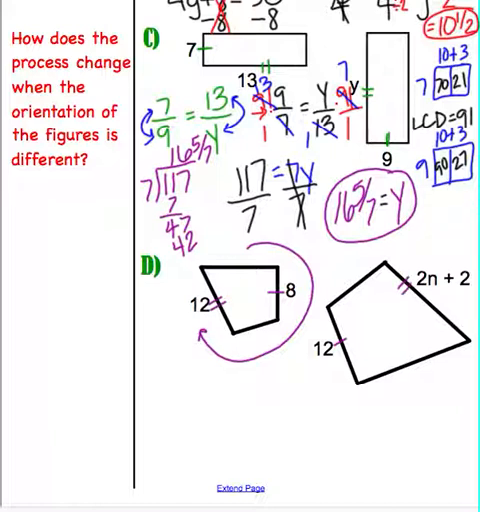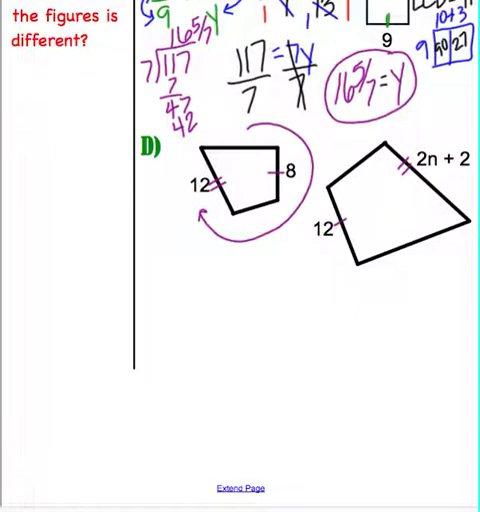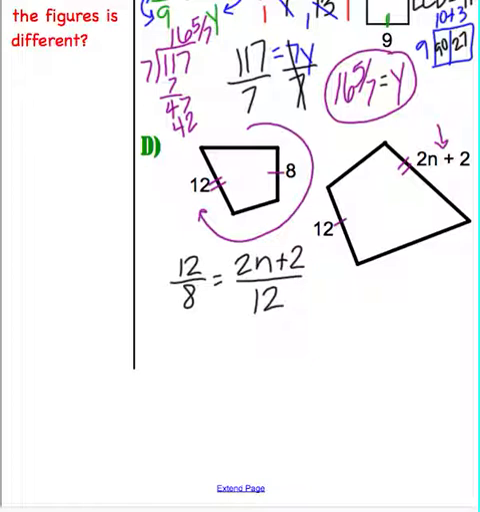So I'm going to set up that proportion, and since I know that this needs to be on the top, I want to set it up so it is on the top. So I'm going to have 12 over 8, which match with each other, equal 2n plus 2 over 12. Now a lot of you have this impression that, well, 12s are diagonal from each other, so 2n plus 2 must equal 8. Incorrect, because this is not going to be that kind of a relationship.